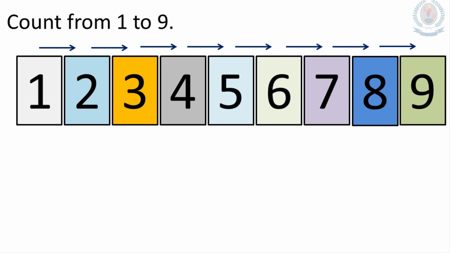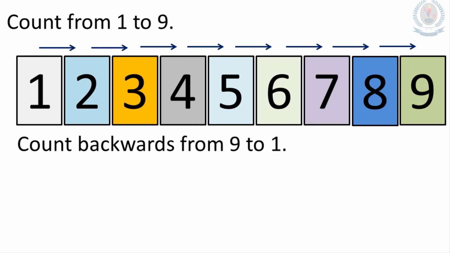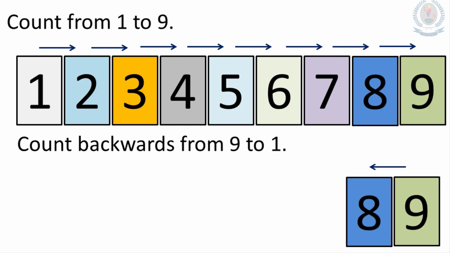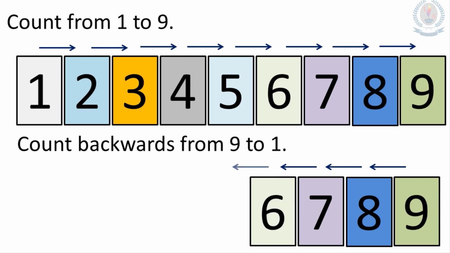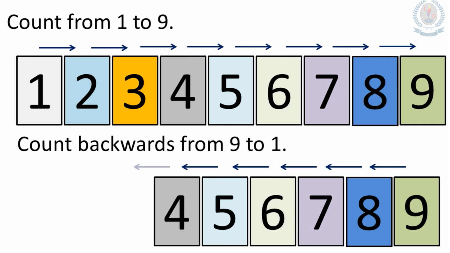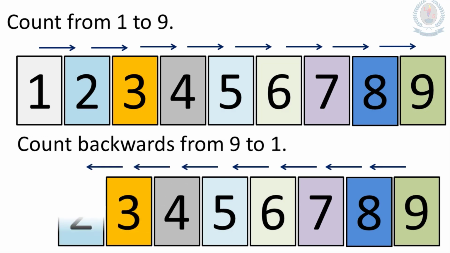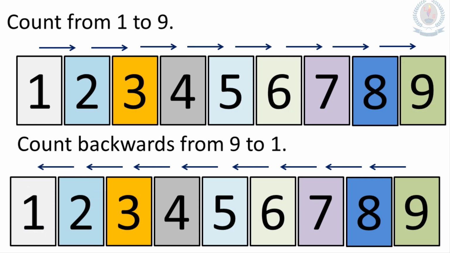Okay. Now we are going to count backwards from 9 to 1. Let's start from number 9. 9, 8, 7, 6, 5, 4, 3, 2, 1. We counted numbers forward and backward.